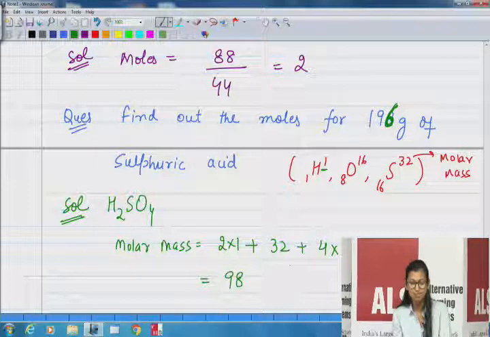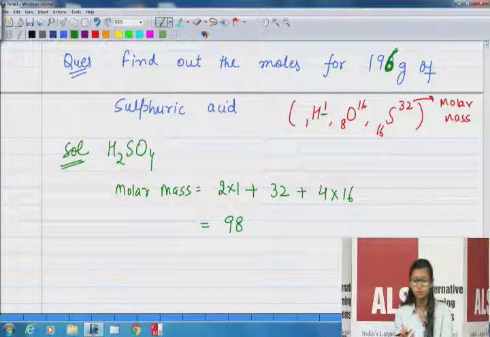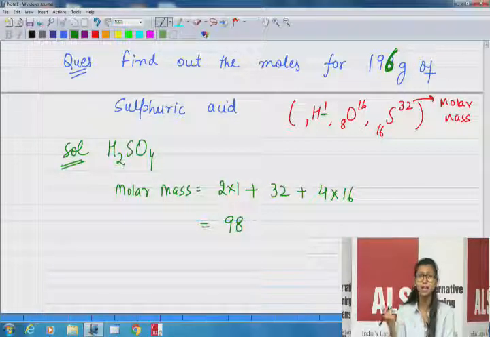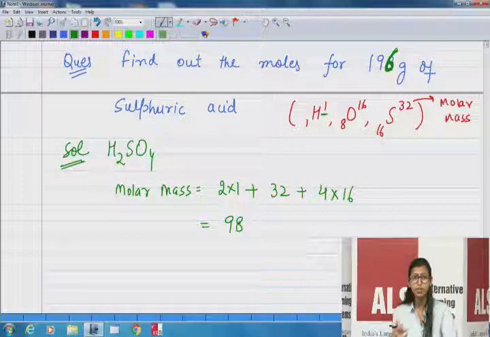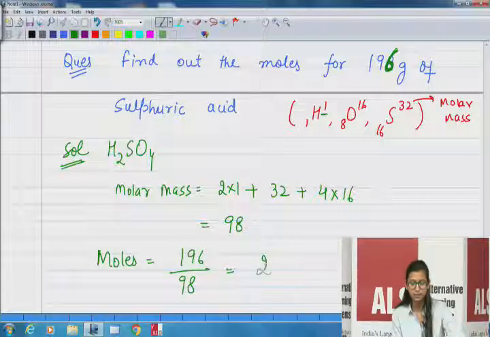When you combine them you will get 98. And when you solve these specific questions many times, some of the molar masses you will easily remember. I always remember H2SO4 is 98, calcium carbonate is 100 and NaOH is 40. You will also learn them, because when you solve a lot of questions there will be no need to do the calculation again and again. So the moles will be 196 divided by 98, I will get 2 as the answer. So what is the answer? 2 moles, okay.